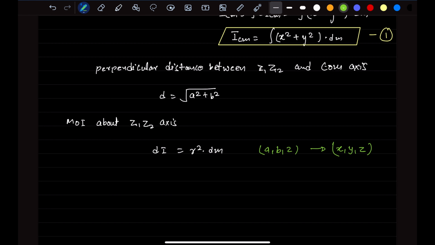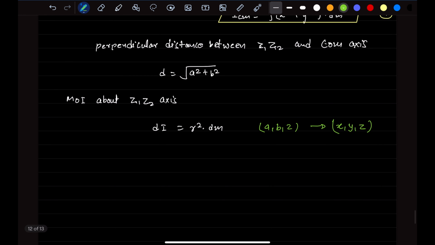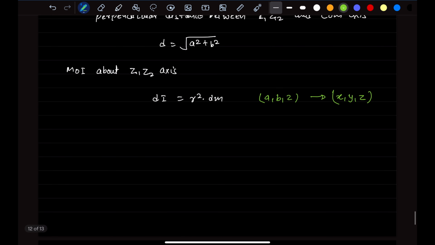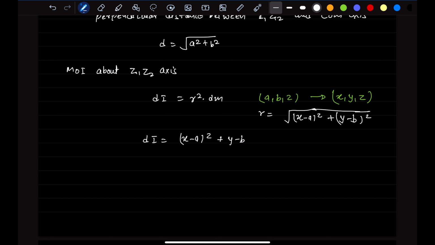And why do we need to find it? Because we need to calculate dI, right? And in that, r is the perpendicular distance. So r squared can be written as (x minus a) whole square plus (y minus b) whole square. So dI can be written as (x minus a) whole square plus (y minus b) whole square times dm. Now you need not worry about how we will integrate it; anyway, we will work that out.